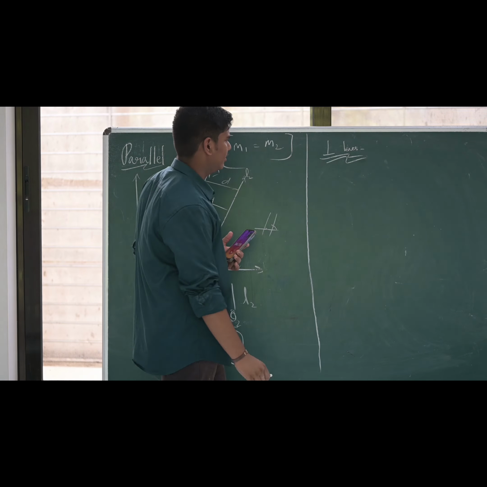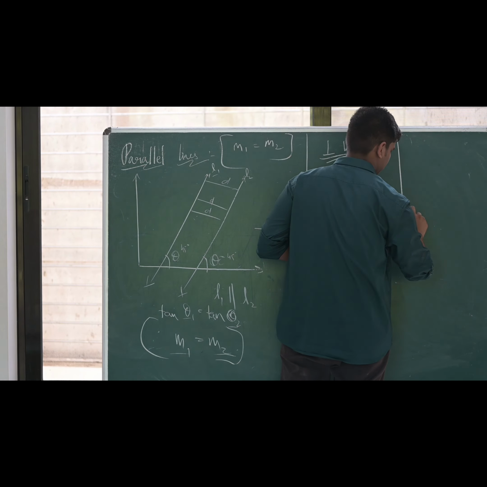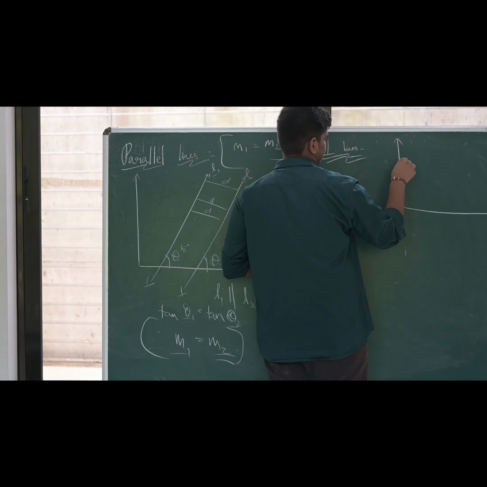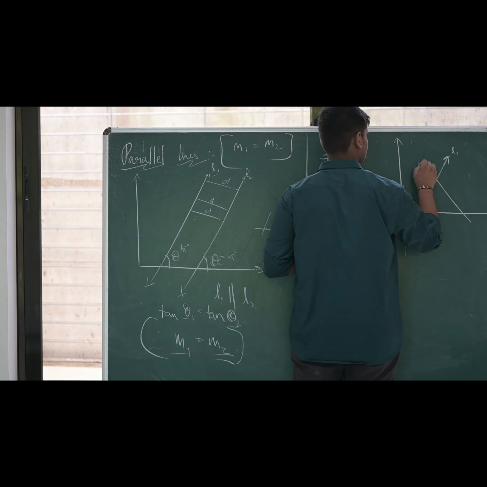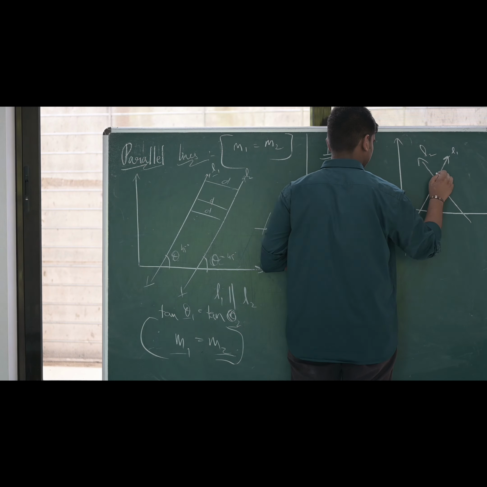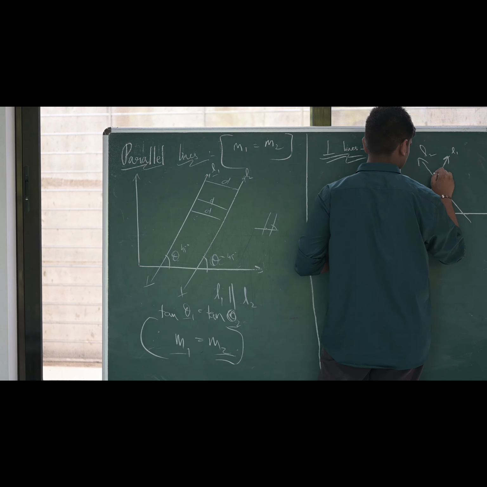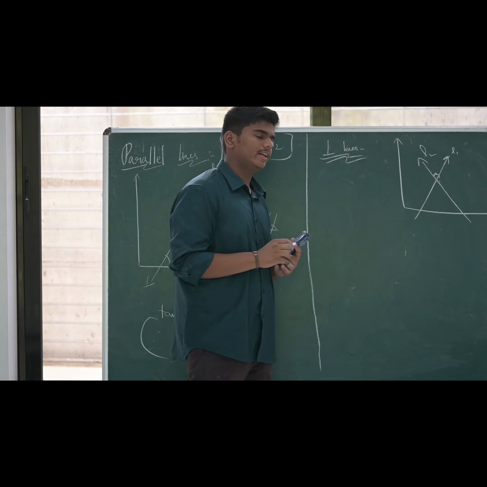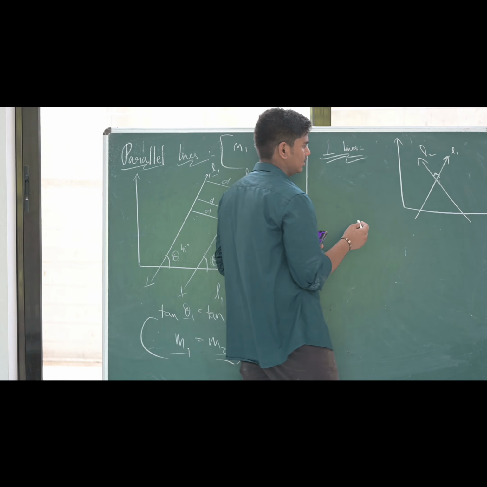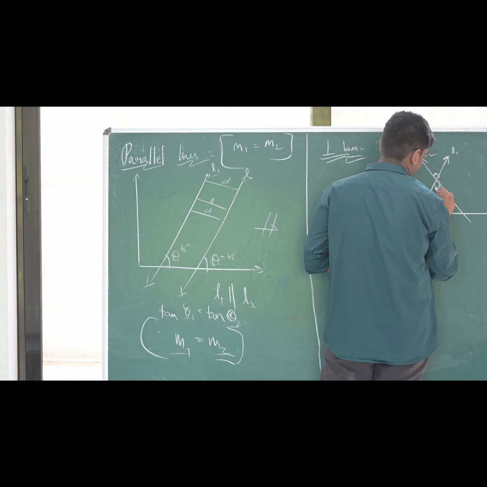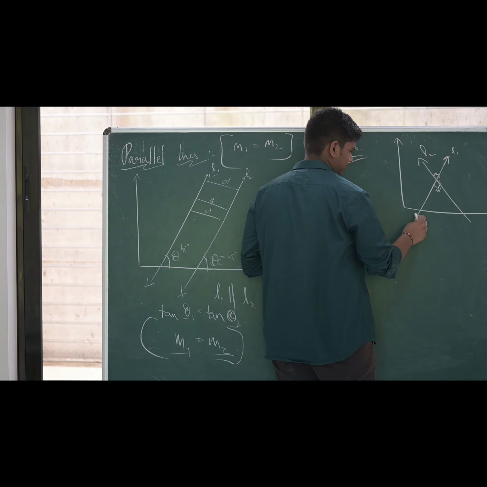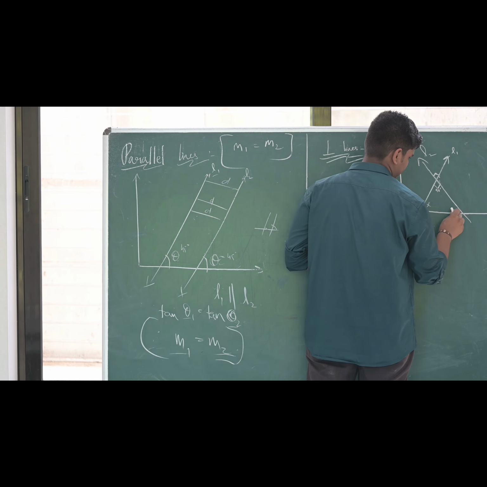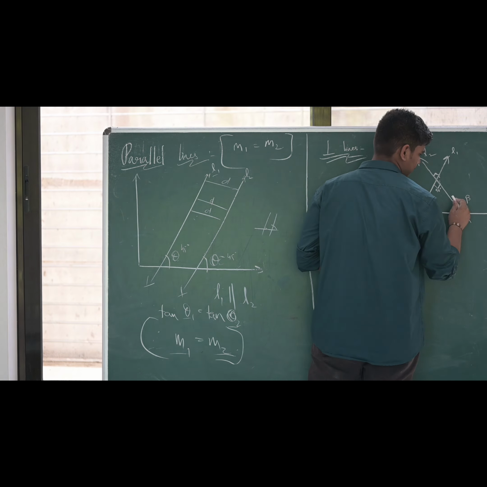Now, in the case of perpendicular lines, imagine I have two lines, L1 perpendicular to L2. So they will form 90 degrees with each other. So this will be 90 degrees. Imagine this is alpha. This will be theta.